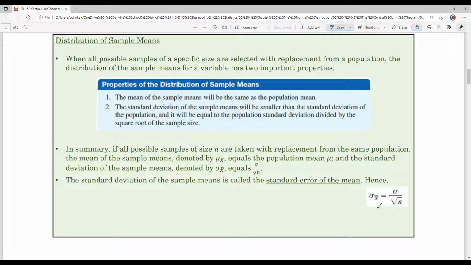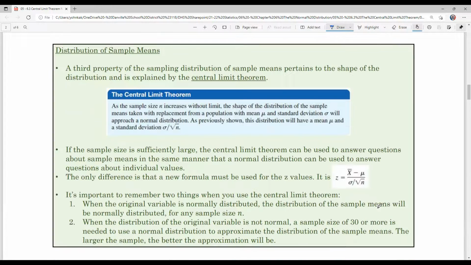So when you take these samples of size n from a population, the mean of the sample means is going to be equal to the population mean, but the standard deviation of the sample means is going to be equal to sigma divided by square root n, not just sigma. A third property of the sampling distribution of sample means pertains to the shape of the distribution and is explained by something called the central limit theorem.